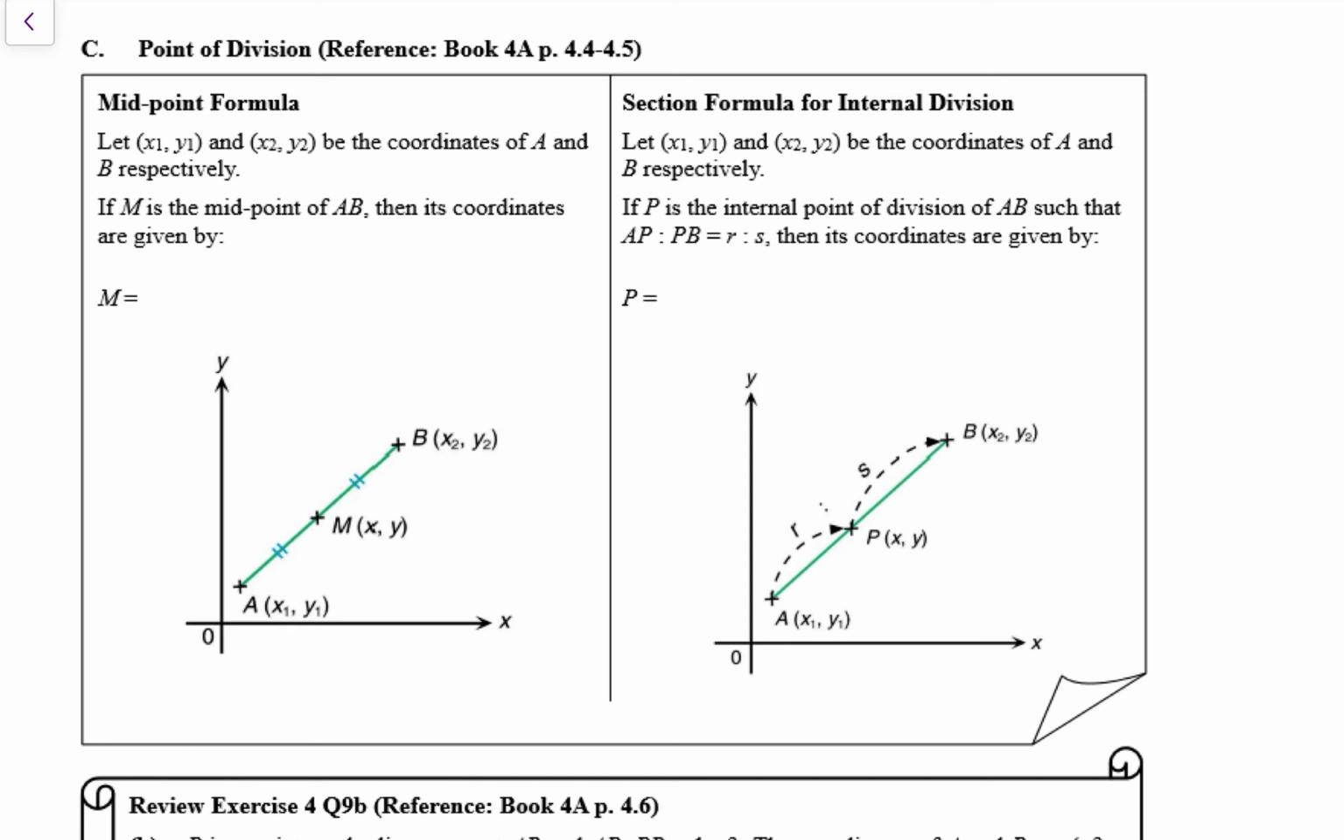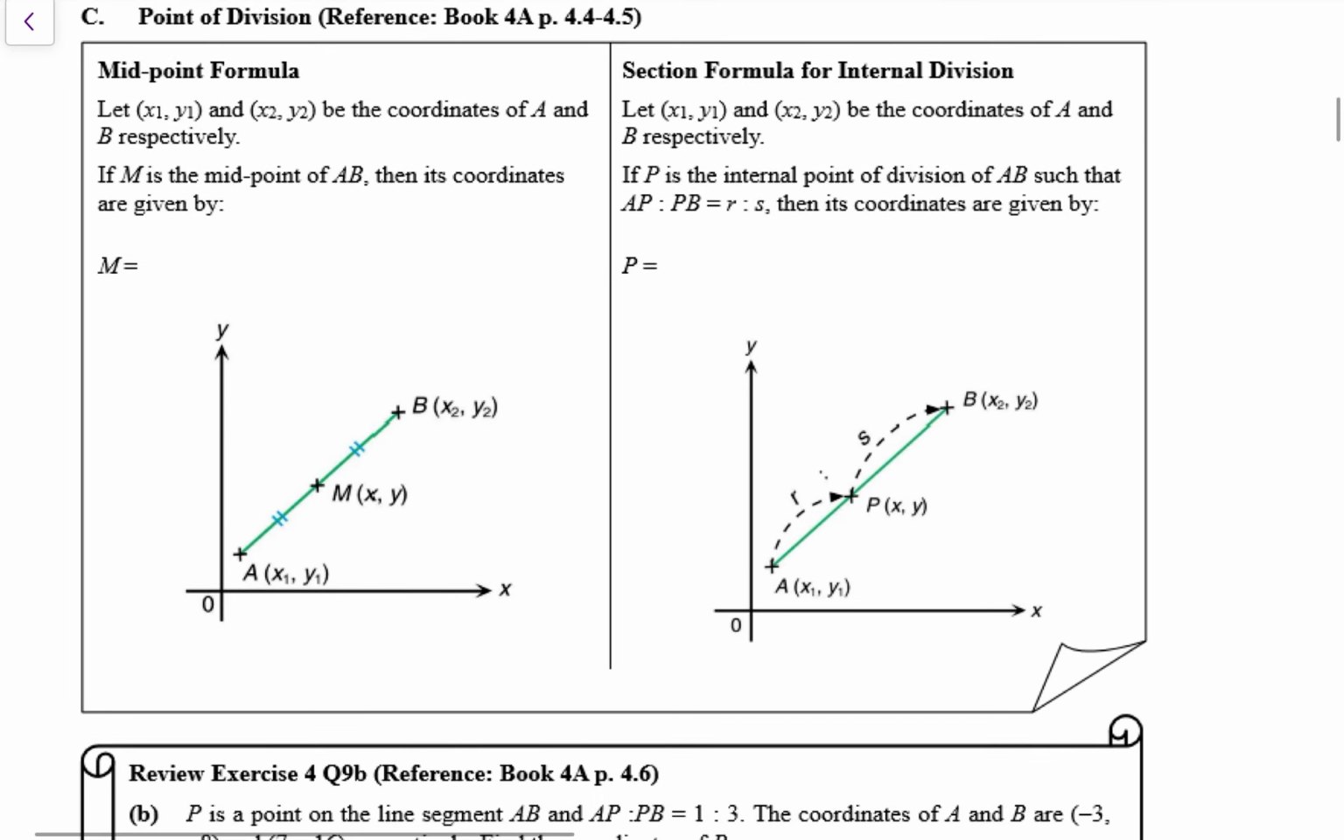Next, we'll look at point of division. First of all, we have the midpoint formula. M is the midpoint of AB. We can find the coordinates of point M. The x-coordinate of point M equals the sum of the x-coordinates of AB, which are the two endpoints, divided by 2. The y-coordinate of point M is the sum of the y-coordinates of the two endpoints AB divided by 2. This is called the midpoint formula.